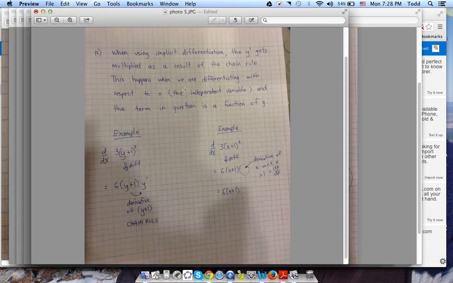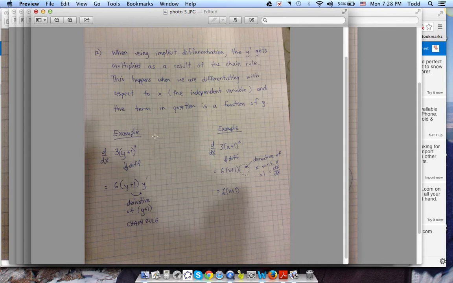Almost done. Number 12. This was an open-ended question, so no, you did not have to write it exactly like I wrote mine. It asks you how do you know when to multiply by that y prime factor when you're doing implicit differentiation? And so, you can pause here, read mine.